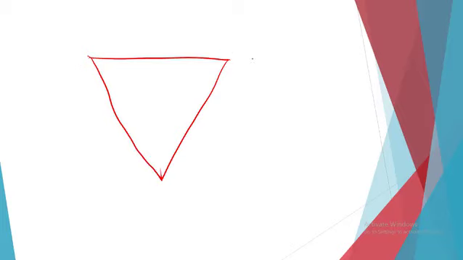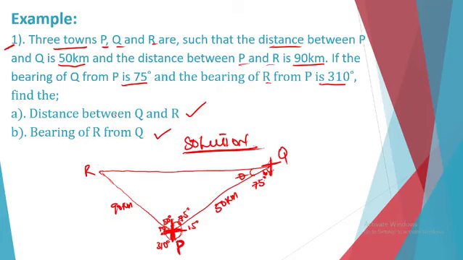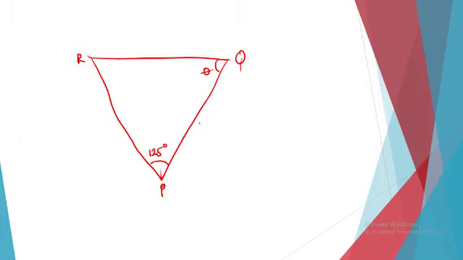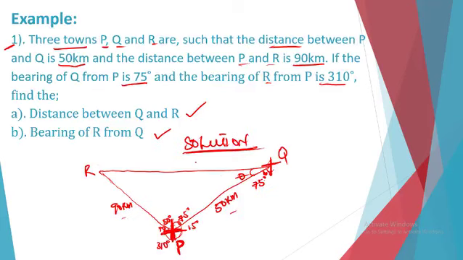So let's go over. We have a triangle that looks like this, and this is Q, and this is P, and this is R, and here we have the total to be 125 degrees, and here we have theta. This side is 50 kilometers and this is 90 kilometers. We've now formed a triangle. Now the first question said we should find what?